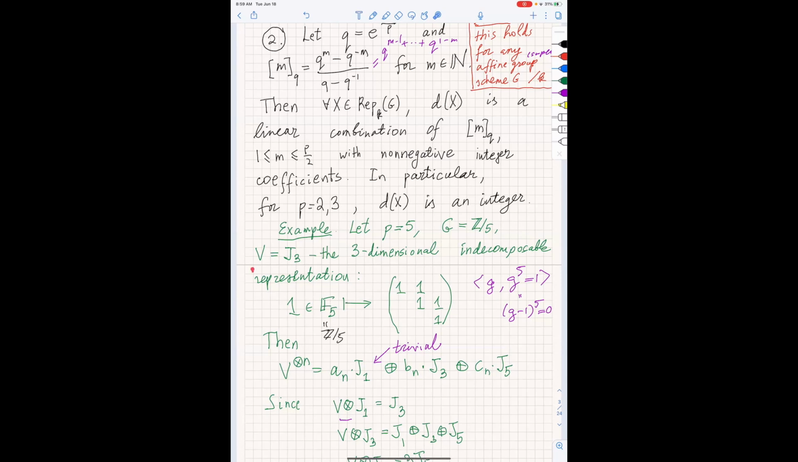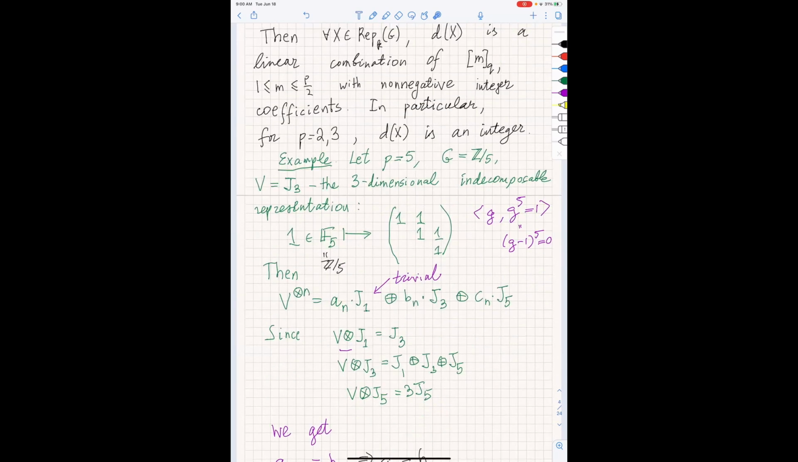And I'm going to start with the representation J3. So this is the three-dimensional representation, which sends the generator of Z mod 5, which I'm going to realize as the additive group of F5, into the matrix here, which is a 3x3 unipotent Jordan block. So then it is easy to show that if you raise v to power n, you're only going to get summands with odd size. So J1, which is just the one-dimensional matrix with 1, J3, and J5.